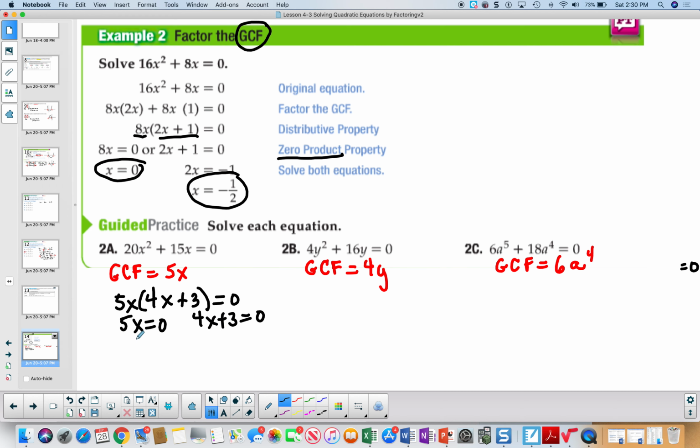and I'm going to divide both sides by 5. That'll give me a 0. This will give me 4x equal to negative 3, and then I divide both sides by 4, and here are my two answers. In this particular problem, 4y is the greatest common factor, so I take a 4 and a y out, I'm left with y, take a 4 and a y out of here, and that's plus 4.